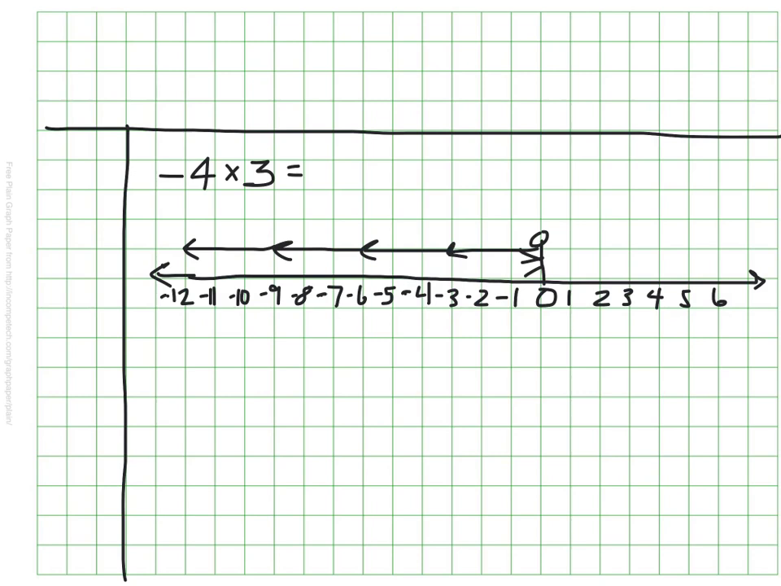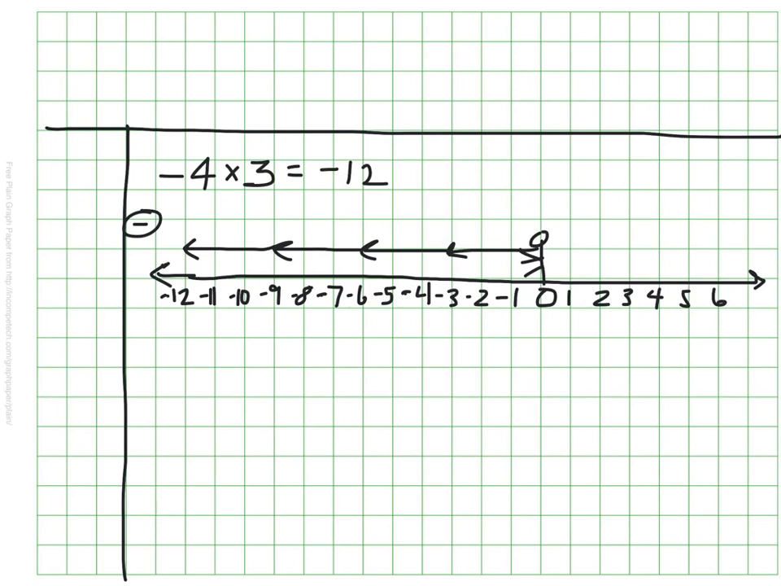How'd you do? Did you notice that you should have been facing the negative direction and that you should have been moving 4 times and each time 3 units moving forward, which would land you at -12. So -4 times 3 is -12.